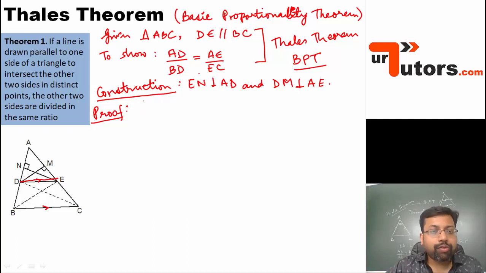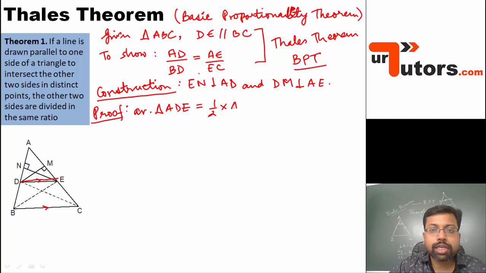Now, the area of triangle ADE. Area of triangle ADE is half into base, which is AE, into height, which is DM. In triangle ADE you have the perpendicular and the base, so area of triangle ADE equals half into AE into DM.